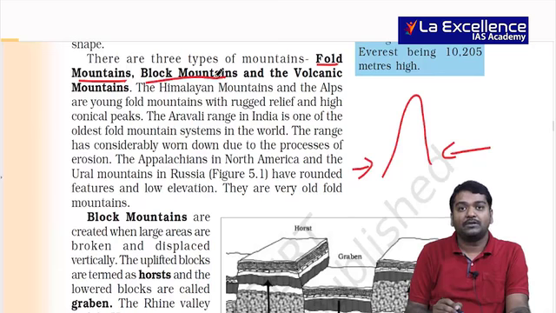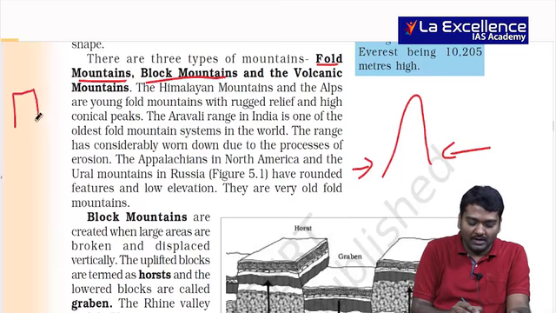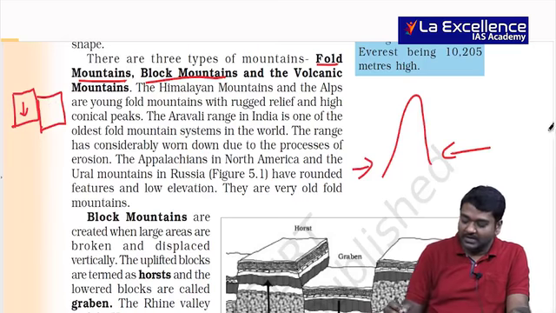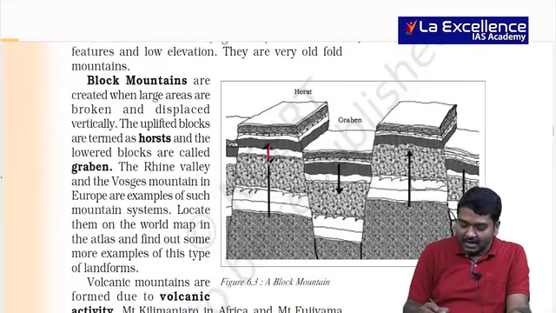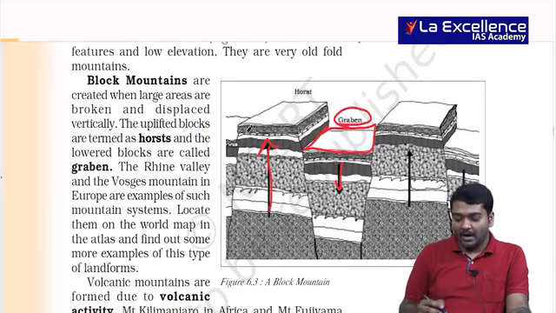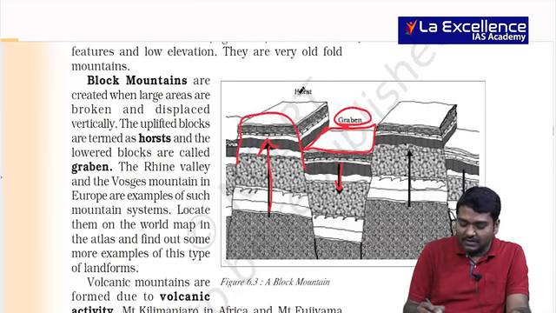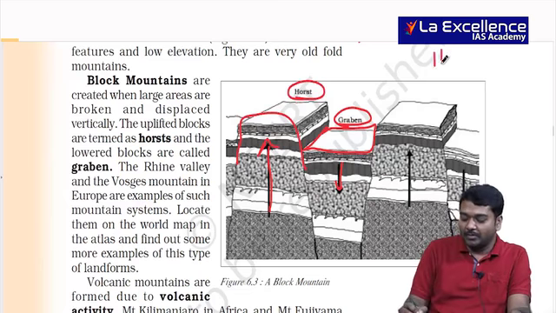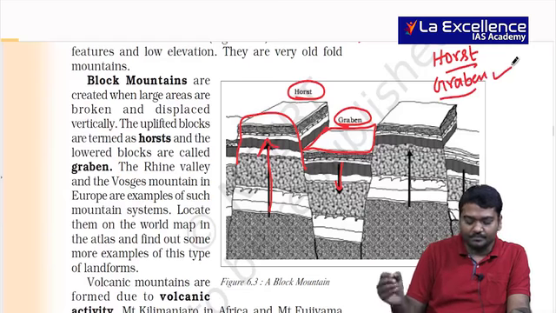You have block mountains. As I told you, there are things called faults. Wherever cracks happen, one rock structure will go down, correct? Whenever this happens, can you see this has come up and this has come down? Can you see this looks like a valley? The valley is known as graben, and the one which looks like a mountain is called horst. You have to remember the terms horst and graben. Graben means valley, very, very important for us, right?